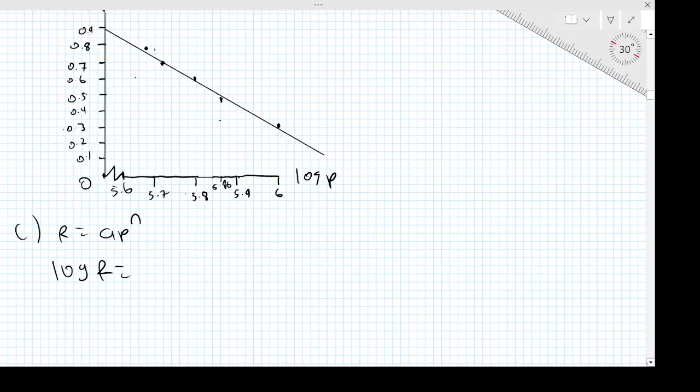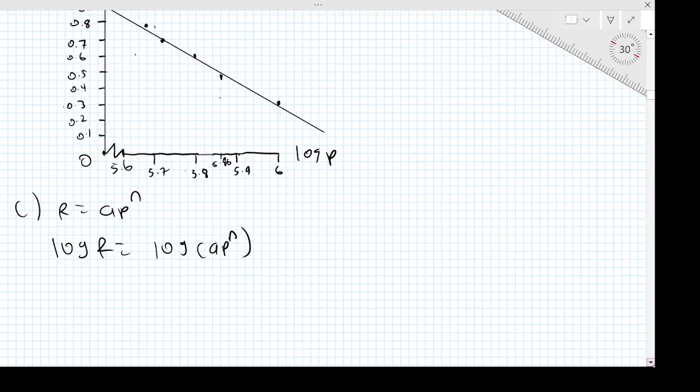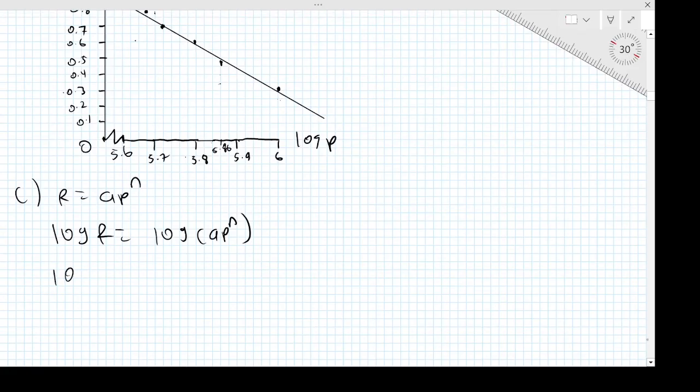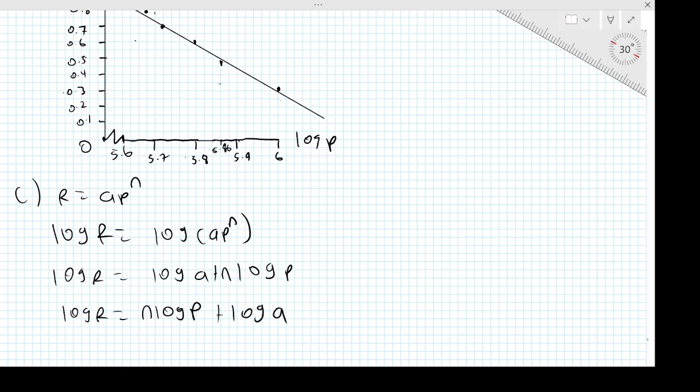So log R is going to be log A P to the N, and then it's going to be very similar, pretty identical to what we did at the start. So then log R is going to be log A add log P^N. Well, of course, the N can come to the front, so it'd be add N log P. And so log R is simply N log P add log A. And then notice this is in straight line form, right? Log R, N is my gradient, so I'll call that M, if you will, log P. And then this plus C at the end, this is sort of my y-intercept there.